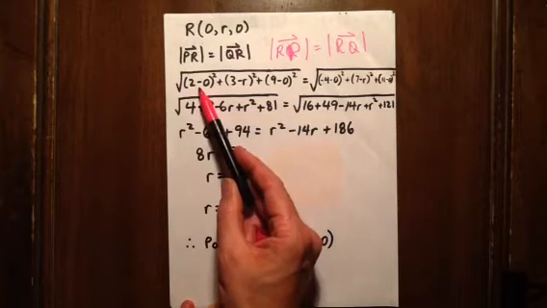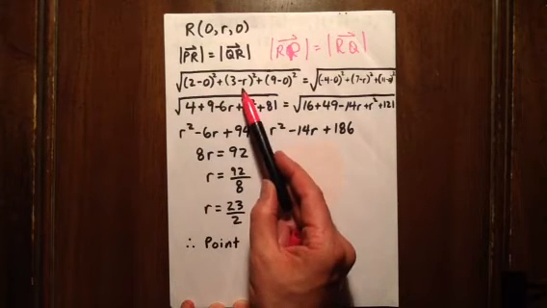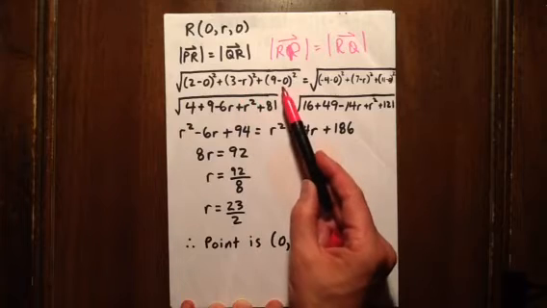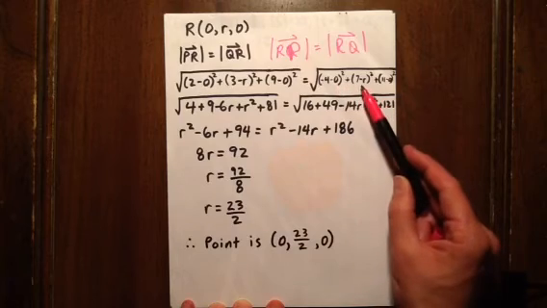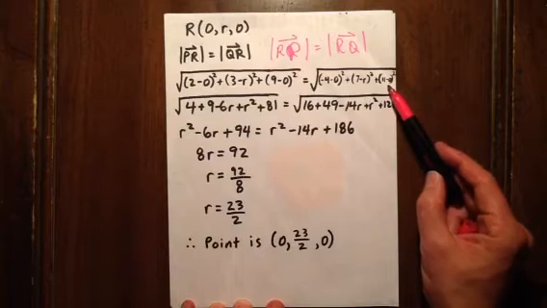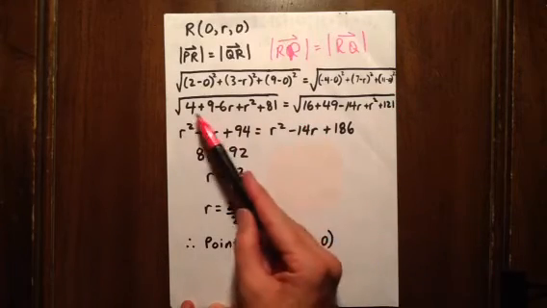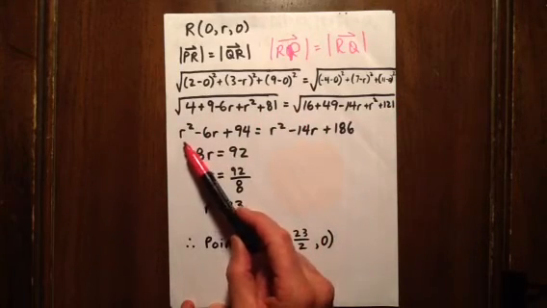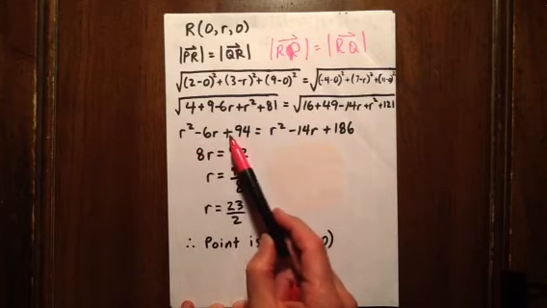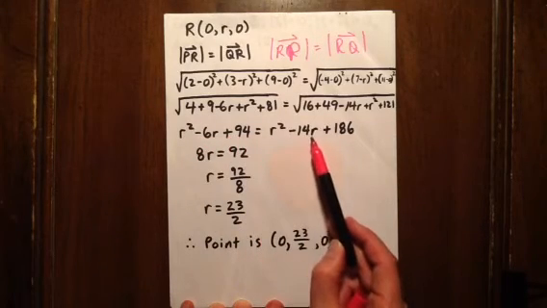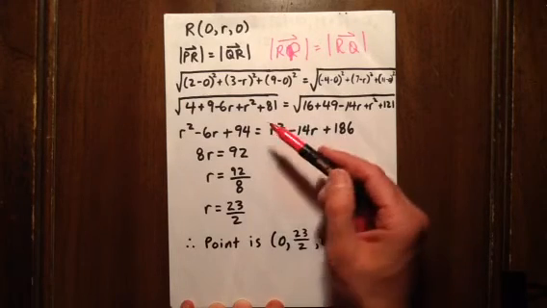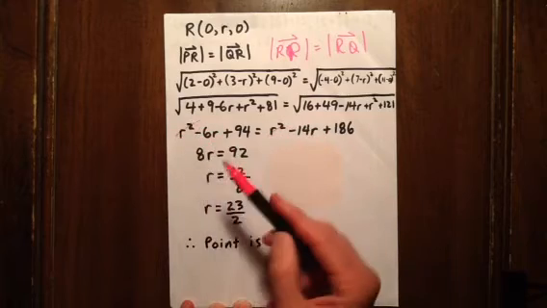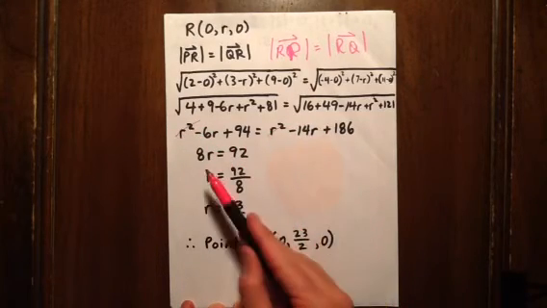So this is 4 plus 9 minus 6r plus r squared plus 81 under a square root, and that equals 16 plus 49 minus 14r plus r squared plus 121 under a square root. If I square both sides and collect like terms, I get r squared minus 6r plus 94 equals r squared minus 14r plus 186. These r squared terms nicely cancel out, and we're left with a linear equation.